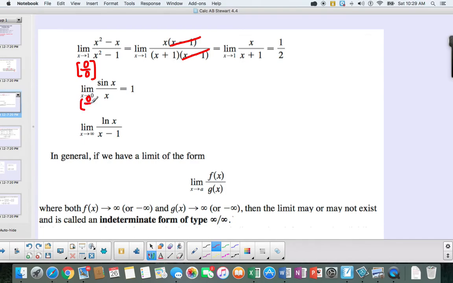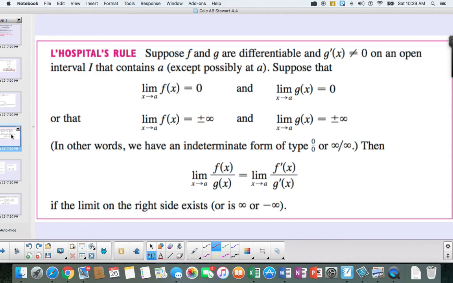We also took a look at a special limit that had sine of x over x, where we used the squeeze theorem to prove that it was equal to 1. In this case, we're not able to use our past techniques, and I have to introduce a new one, and that new one is called L'Hopital's rule. L'Hopital's rule has some requirements, though.